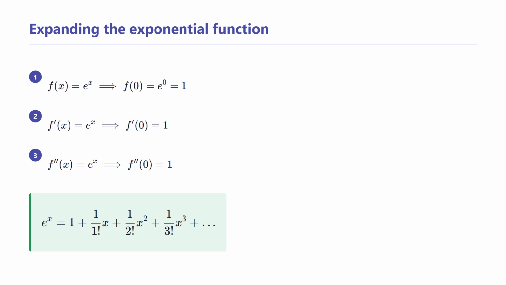Next, we take the first and second derivatives. The beautiful thing about e to the x is that its derivative is always just itself. So every single derivative evaluated at 0 will also equal 1.